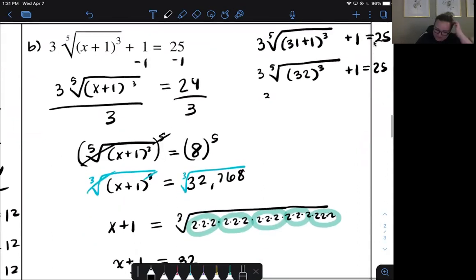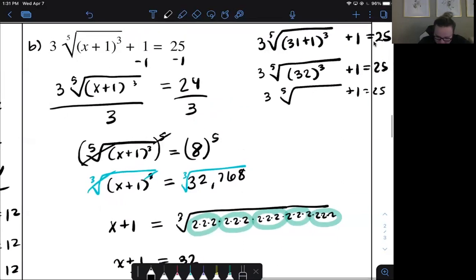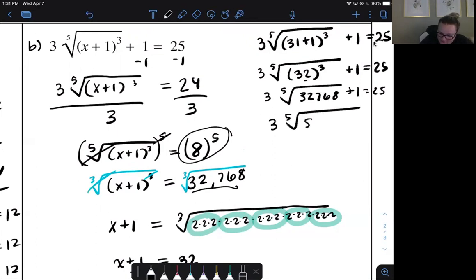Okay, so instead of having to write this all out again, I already know that 8 to the 5th is 32,768, and 32 cubed is the same thing, right? So I know that 32,768 is the same thing as 8 to the 5th.